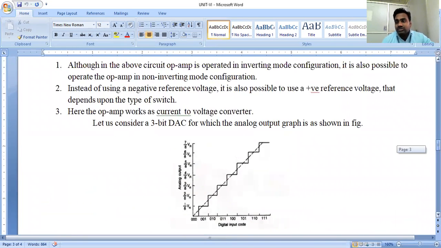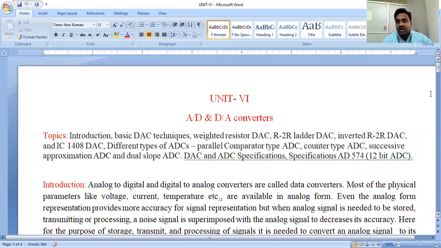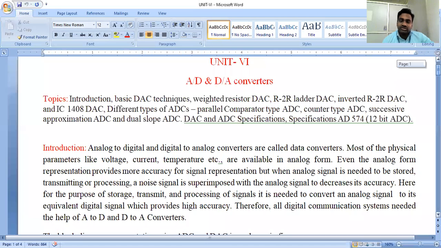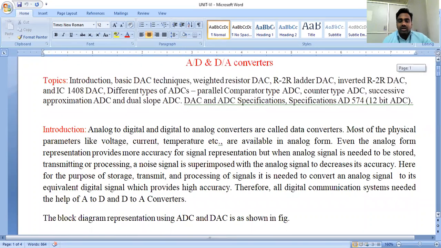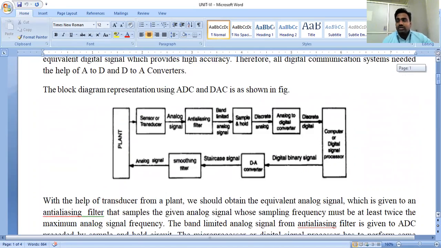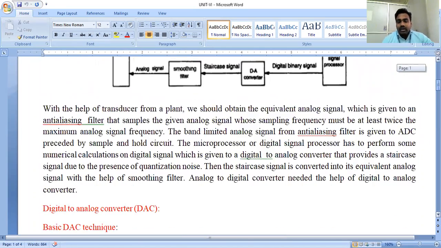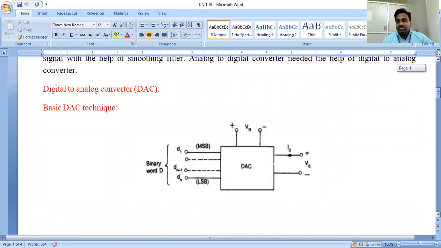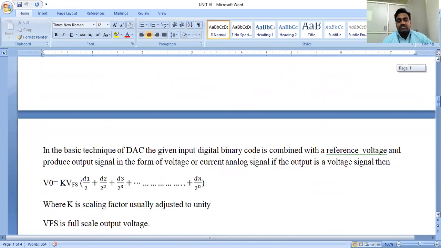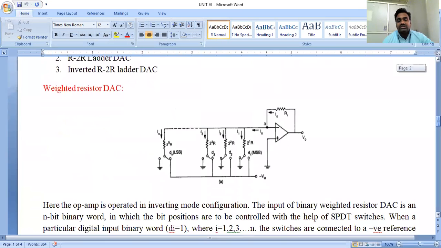In today's class, we analyzed the objective of analog to digital conversion and digital to analog conversion. We explained the concept of data converters, and next we analyzed the block diagram. Then we discussed the technique of digital to analog conversion, and we explained the first classification, that is weighted resistor type digital to analog conversion.